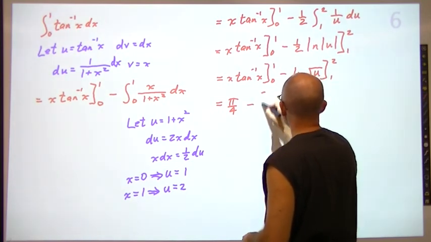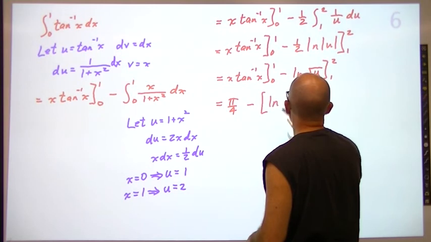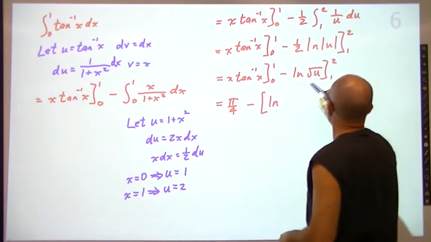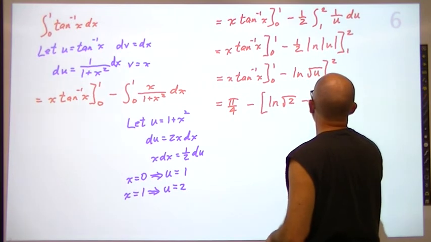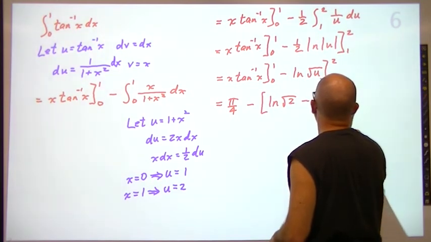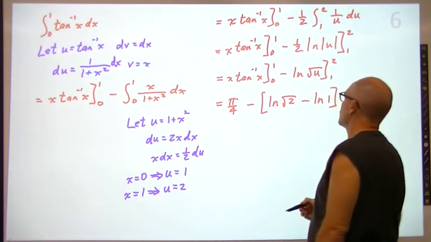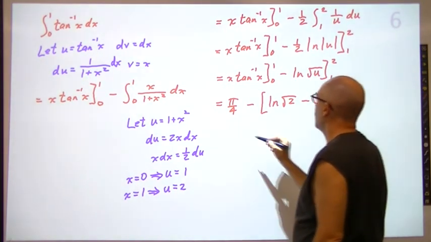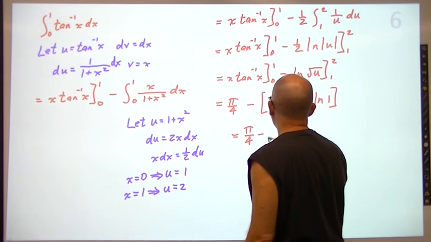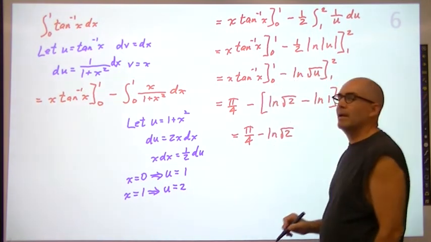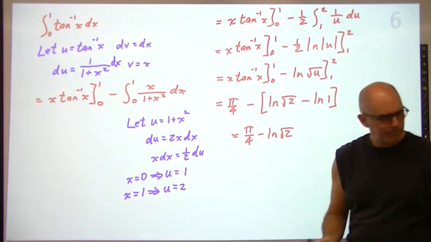minus natural log of square root of 2 minus natural log of 1. Well, clearly natural log of 1 is 0, so we end up with pi over 4 minus natural log square root of 2. Bam! That's it. Game over.